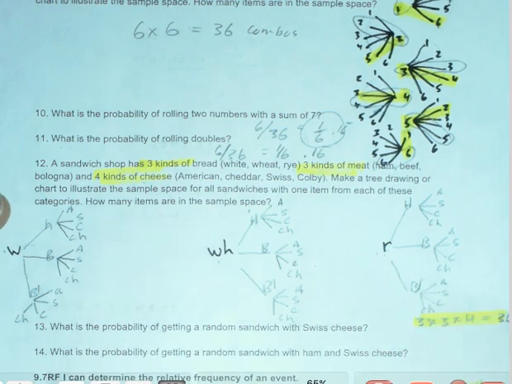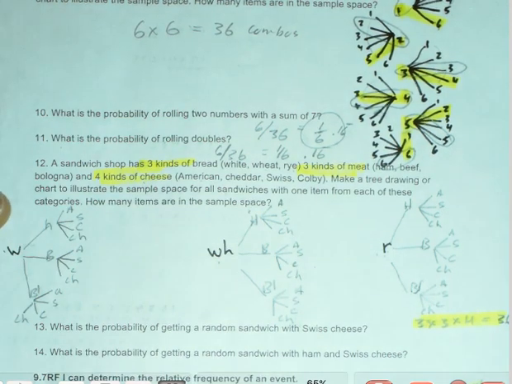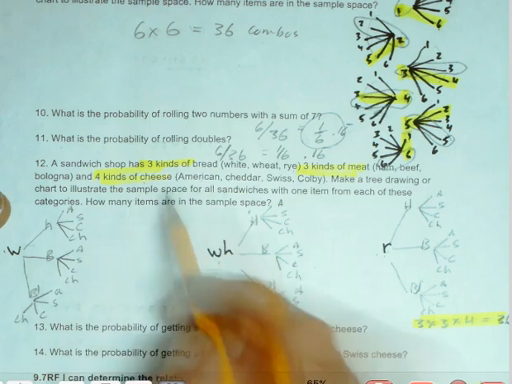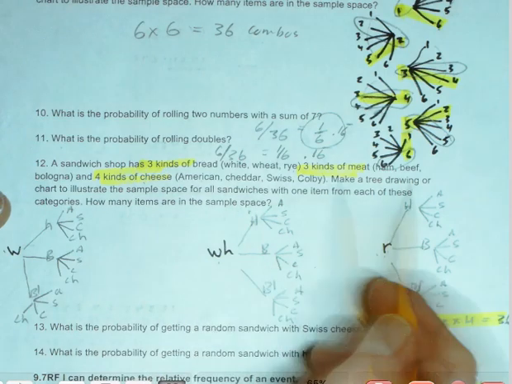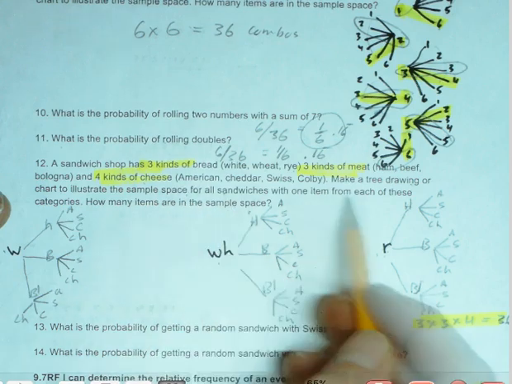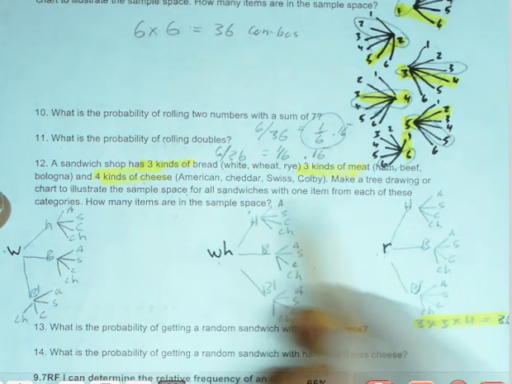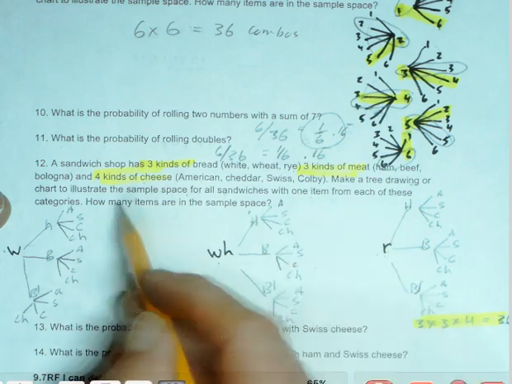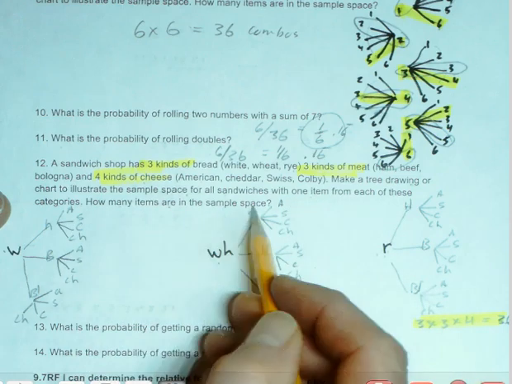So I've got everything labeled out. Then I can see why I drew it out ahead of time, right? It would have taken me forever. So I've got this thing here. I made my tree drawing or chart to illustrate the sample space for all the sandwiches with one item from each of these categories. How many items are in the sample space?